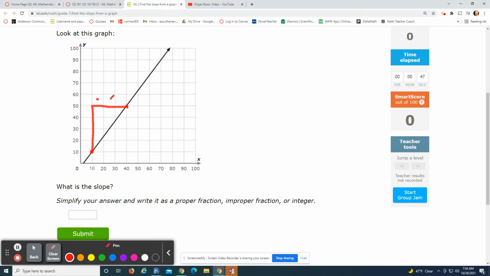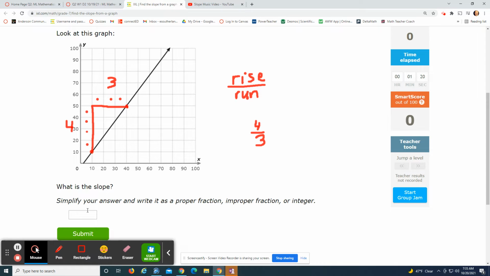You can see that this is 1, 2, 3. And you can see that this one is 1, 2, 3, 4. It is rise over run. And so, which one do you think represents the rise, the 4 or the 3? The 4. The one that goes up and down is always going to be the rise. And then so 4 goes on top and 3 goes on bottom. And so in your spot here, you type in 4 over 3.